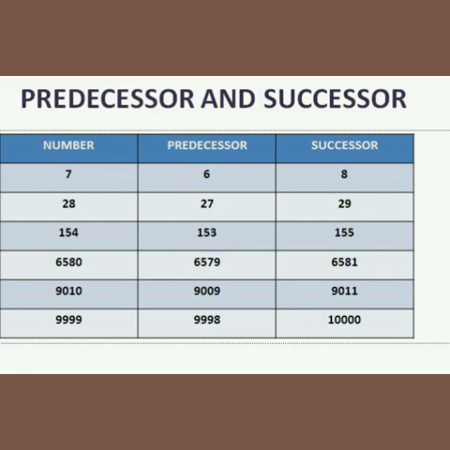Then for the number 6580, the predecessor is 6579 and the successor is 6581. Next, for the number 9010, the predecessor is 9009 and the successor is 9011. Next, for the number 9999, the predecessor is 9998 and the successor is 10,000.